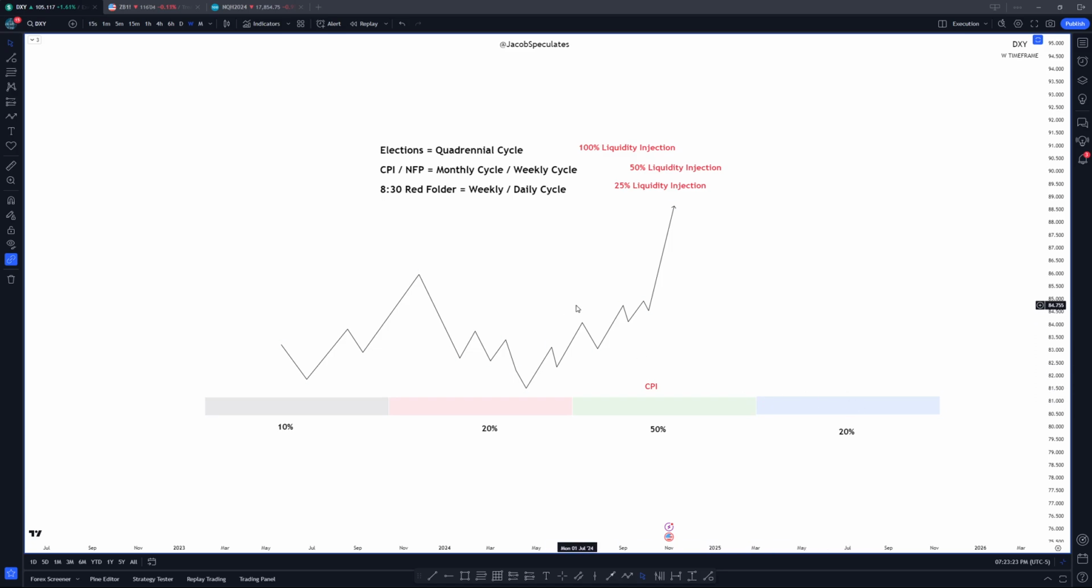So the liquidity and the volatility is already predetermined before the cycle even starts, as long as you have access to the economic calendar. And that's where this comes from. So if you're looking at a week and there's CPI there, and then there's also an 8:30 red news folder on top of it, that's going to have a lot more volatility compared to a day of the week, which would be a quarter, that doesn't have both of those.